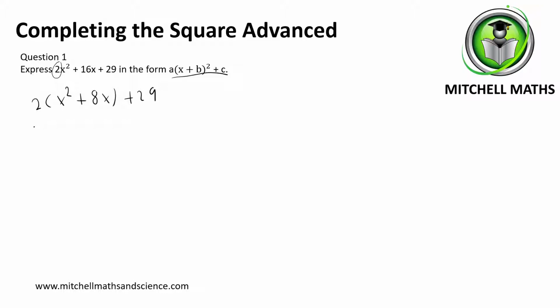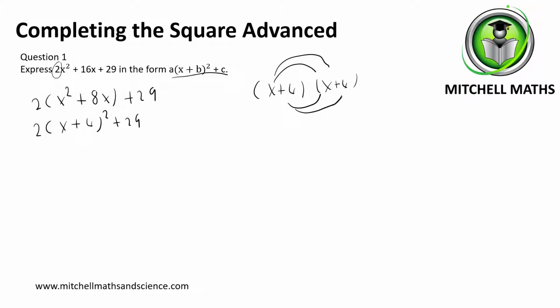The next step for me to do, as you would with normal completing the square questions, is to half the 8 here to get x plus 4 squared. And this is where I need to be careful, because if I expanded x plus 4, x plus 4, what I'd get is x squared plus 4x plus 4x plus 16, which would simplify to x squared plus 8x plus 16.